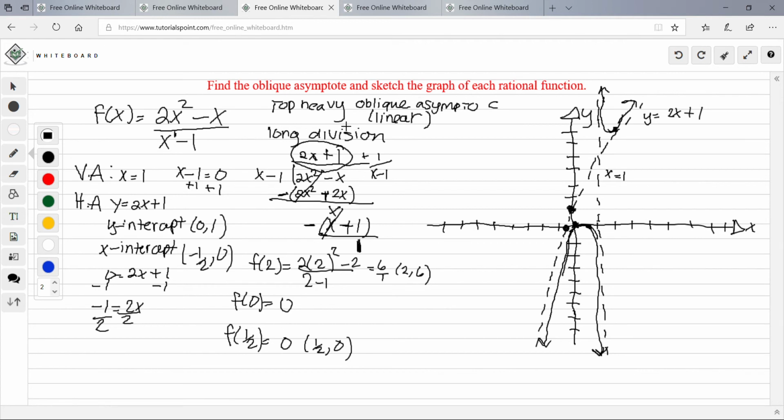And yeah, that's it for this part, and it doesn't ask for a domain. So this is an oblique asymptote, and when it's oblique, that means it's top heavy. Two more, and then we'll be done.